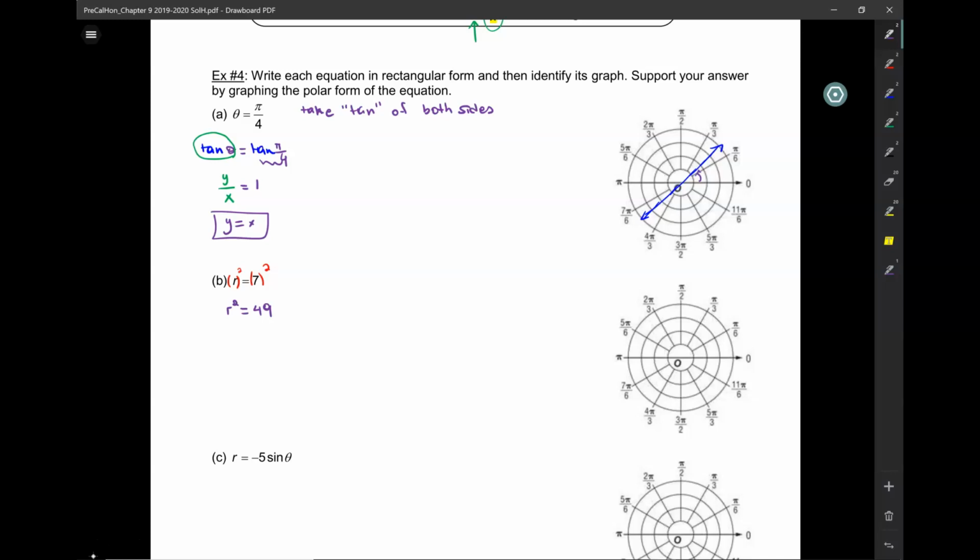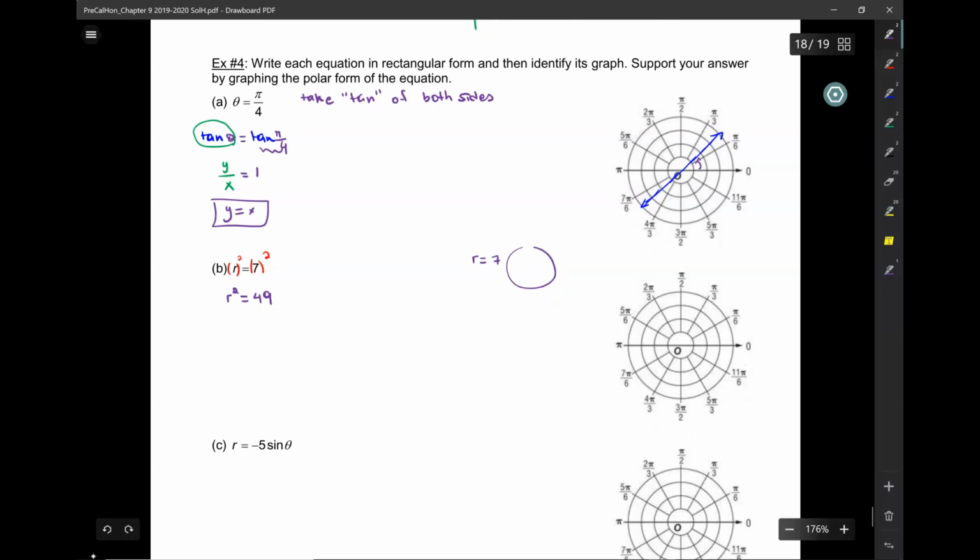Let's just talk about the background as to why we would even do that. So initially we had r equals 7. What kind of equation is that, r equals 7 in polar form? That's a circle. And what does a circle look like in terms of rectangular coordinates? The equation looks like x squared plus y squared. So for that, we need r squared. That's why we square both sides.